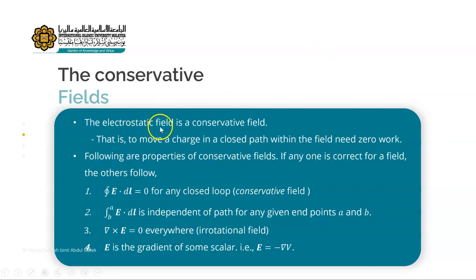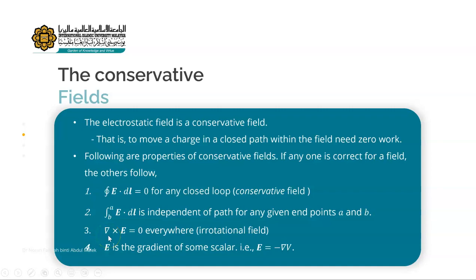Now, electrostatic field is a conservative field. That is, to move a charge in a closed path within the field needs zero work. So these are the properties of conservative field. Number 1, the closed integration of E dot dl is equal to 0 for any closed loop. Number 2, the integration from B to A of E dot dl is independent of path for any given endpoints, if you have points A and B.